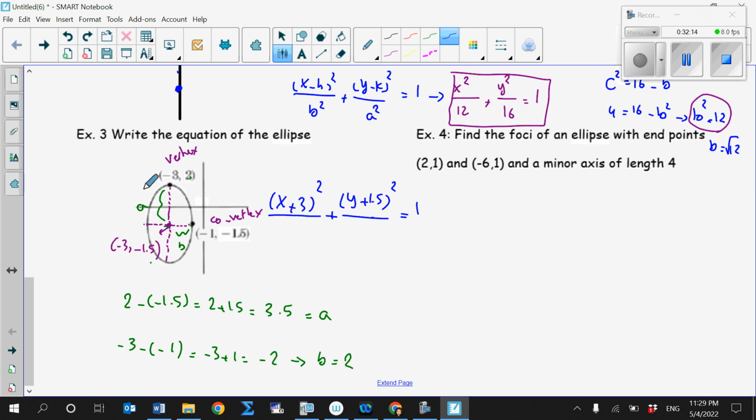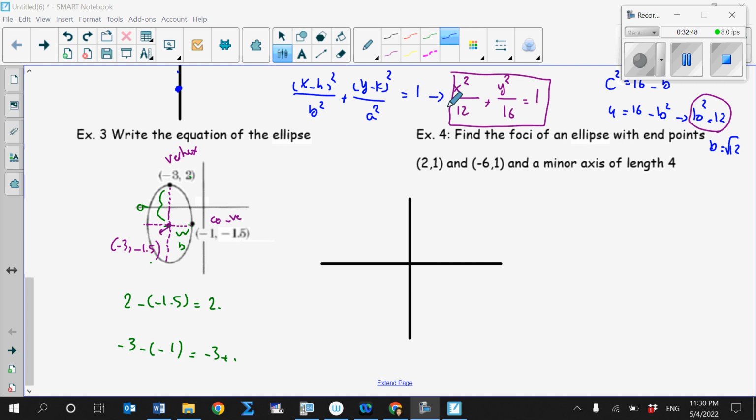Now, what goes to the denominator of these two? Because we have a vertical ellipse, the bigger number is going to go under y. Bigger number was a. So a squared, which is 3.5 squared, will go here. And the smaller number, which is 2, is going to go here, 2 squared. And that's the equation of this ellipse.